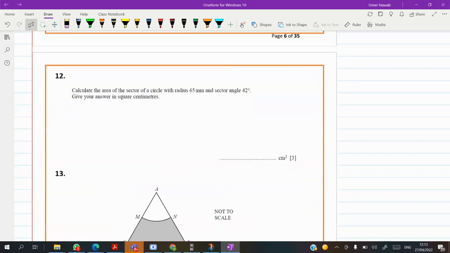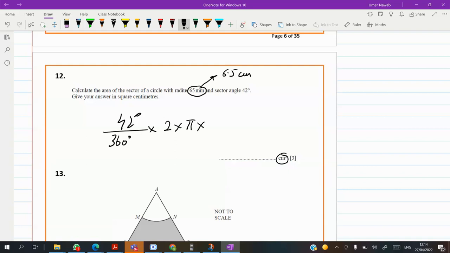Next is calculate the area of a sector where the radius is given and the sector angle is given. So 42 divided by 360. Can you please convert it into centimeters, because our final answer is in millimeters and we want the answer in centimeters. So 6.5 millimeters divided by 10 should be 6.5 centimeters. So now 42 divided by 360 times, not 2 pi r squared, it's pi r squared. I'm mixing it up. So pi r squared, the radius is 6.5 squared. Whatever the answer comes to, you write it over here.